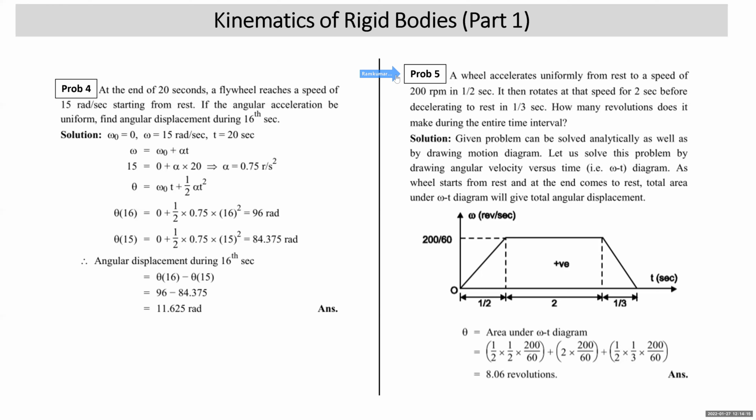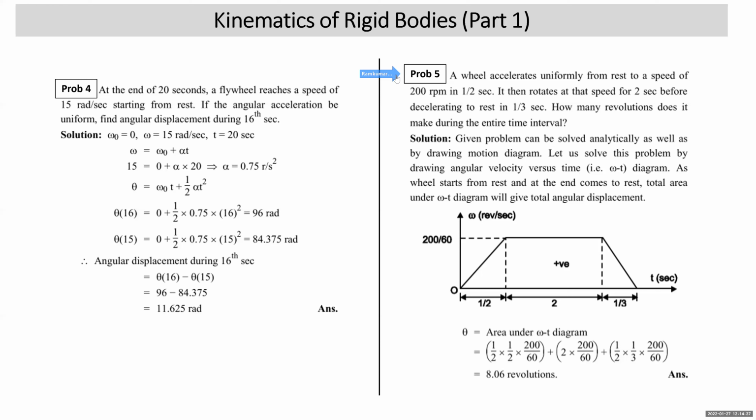So VT diagram in rectilinear motion means what? Omega T diagram in rotary motion. All right. So here I have drawn omega T diagram. Why I have decided to solve this problem by motion diagram, I'll tell you. He is asking angular displacement during the entire motion. It starts from rest, it comes to rest. So total area under omega T diagram will give you total angular displacement.